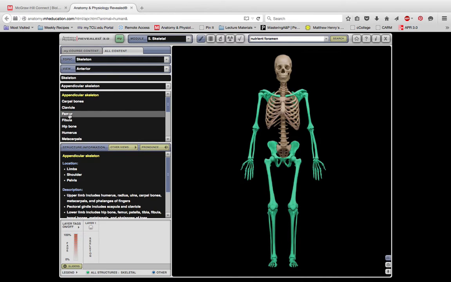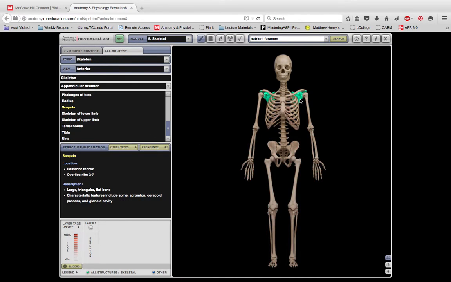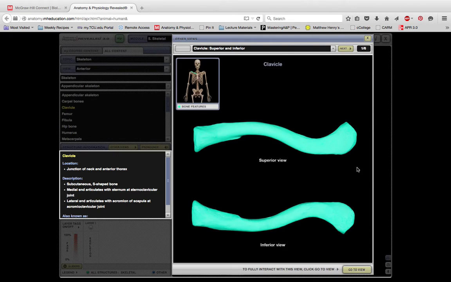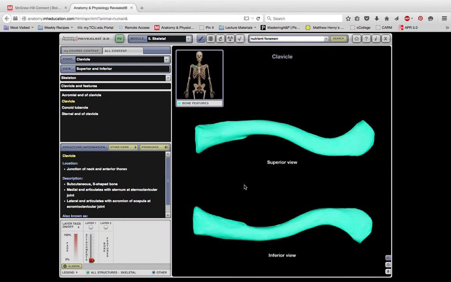We'll begin with those girdles, starting with the pectoral girdle itself. And this pectoral girdle is going to be formed of two bones. It's going to be formed by the scapula here, and then also by the clavicle. We'll start looking here at the clavicle to begin with. This is the view we want to take a look at.